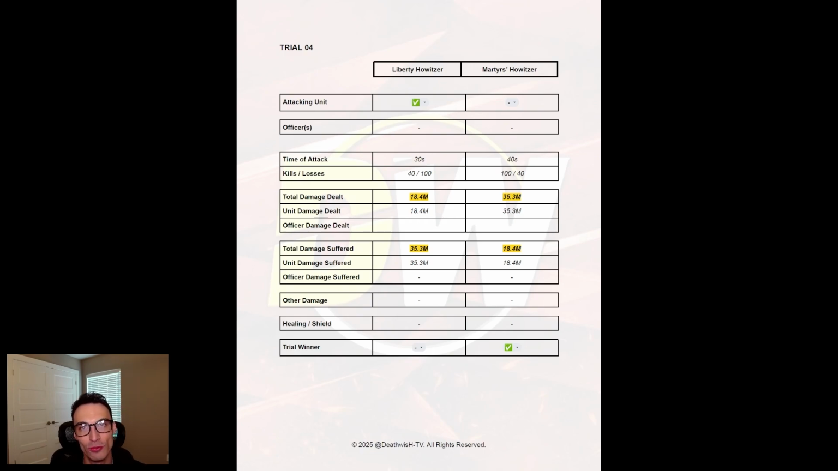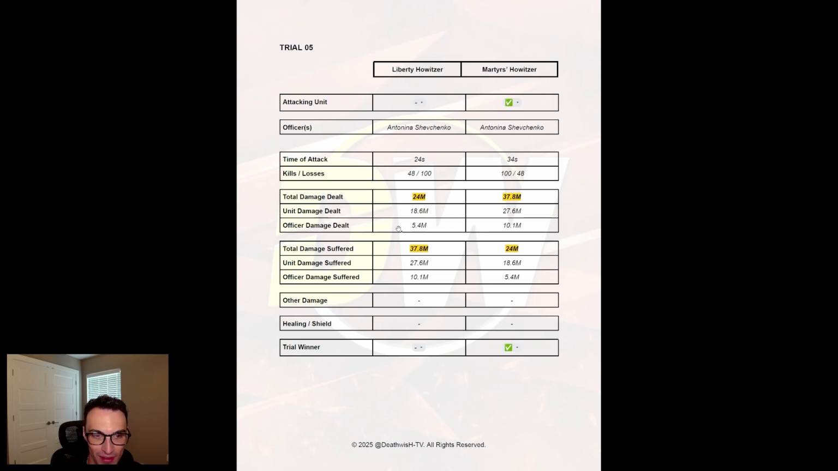Now we're going to move on to trials 5 through 8, and this is where I added in Antonina. So we'll go a little more in depth with these now that we've got an officer involved. Starting from the top again, I kind of just reset the order. Martyr Howitzer started it once again. You can see Antonina is paired on both of these units. And once again on trial 5, the Martyr Howitzer came out victorious, and it really wasn't even close.